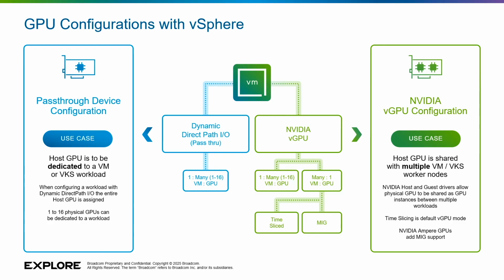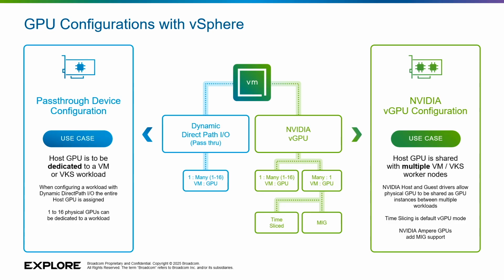There's actually two ways to deploy GPUs on our infrastructure. On the left-hand side, you see dynamic direct path IO, aka pass-through. In this situation, we have a direct connection between the virtual machine and the underlying GPU. On the right-hand side, we have NVIDIA vGPU, and most of what we're talking about today will be that. It provides us some additional benefits: vMotion, which Justin will talk about a little bit more, and then the ability to slice GPUs.